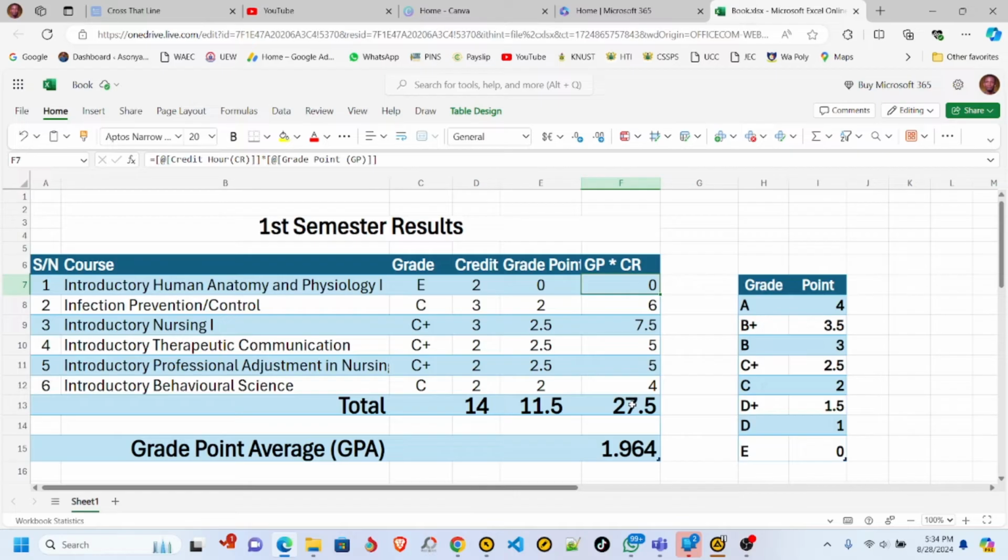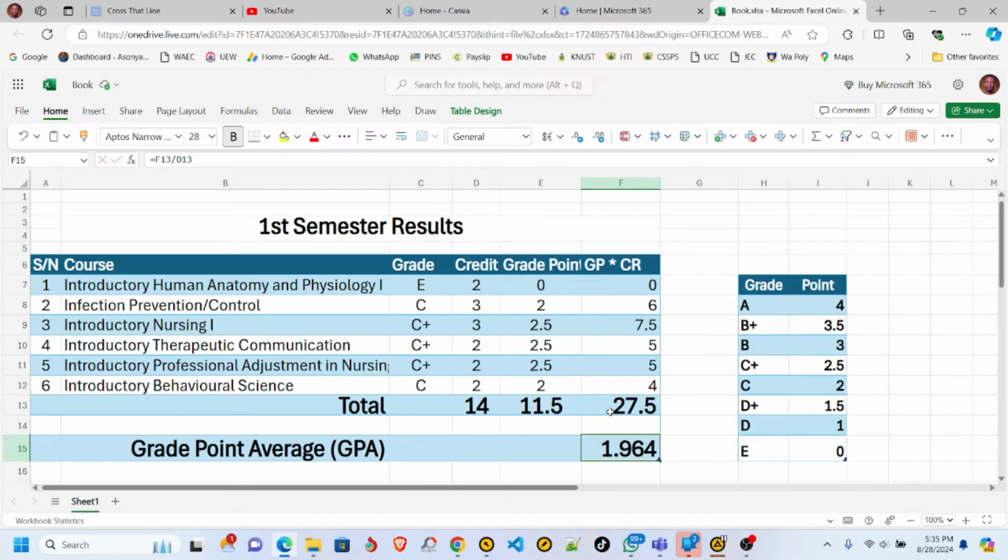So now you take the total of all this, and then you take the total credit hour in that semester, in this case, which is 14. So what you have to do is divide the grade points by the credit hour. That is 27.25 divided by 14. You can use your calculator. When you do that, you get this value. Just like the formula here, 27.5 divided by 14, and you get 1.964. So approximately that's just 1.96. So that's the result for the first semester.